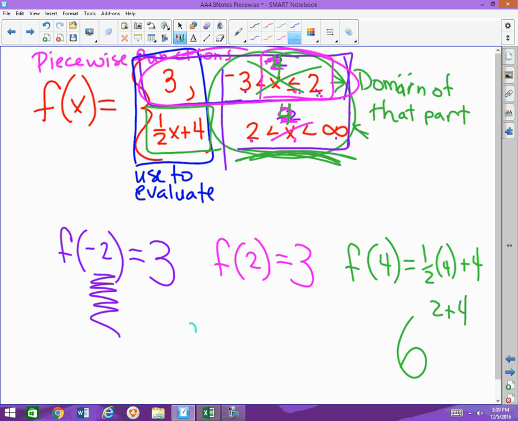Now I suppose if they asked a question like what's f of negative 5, well, if you put a negative 5 here, negative 3 is less than negative 5. That's not true. And if you put a negative 5 there, 2 is less than negative 5. That's not true either. So this one would have no answer.